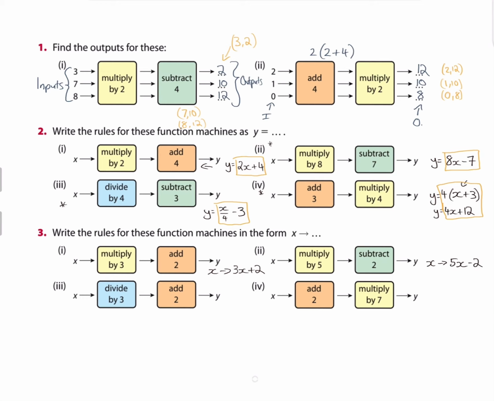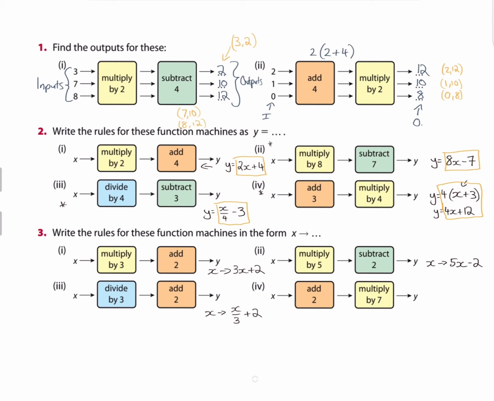Now, we have to write out the x and arrow first. Now, x divided by 3, add 2. So x divided by 3, adding 2. And that's it. That's all we have to do there.